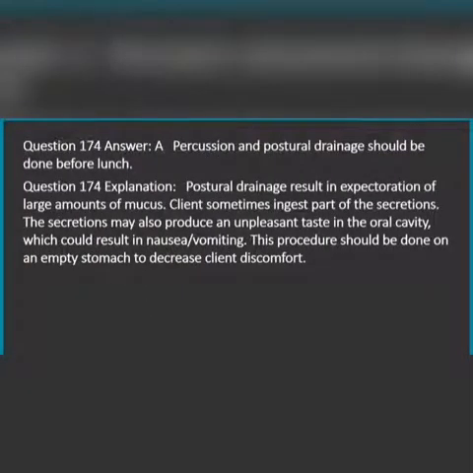Question 174. Answer: A. Percussion and postural drainage should be done before lunch. Explanation: postural drainage results in expectoration of large amounts of mucus. Clients sometimes ingest part of the secretions. The secretions may also produce an unpleasant taste in the oral cavity, which could result in nausea and vomiting. This procedure should be done on an empty stomach to decrease client discomfort.